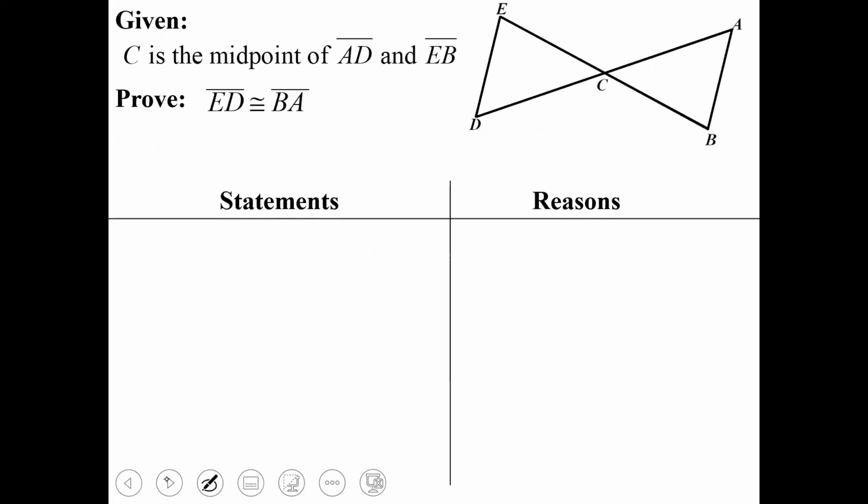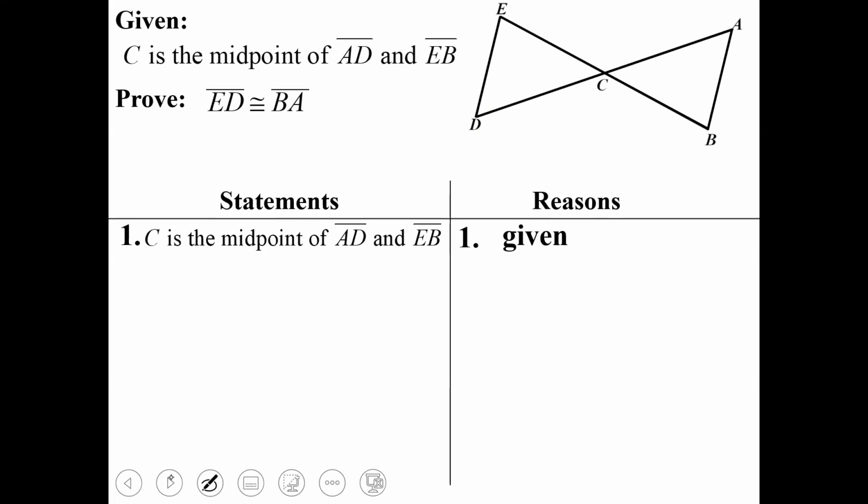Y'all look, this time we're trying to prove what? Good. Y'all, what do we have to do first in order to prove that side ED is congruent and corresponds to side DA? We have to prove that the two triangles are what first? We have to prove that the two triangles are congruent. Hey, tell me what your first statement is. Good. Your first statement is C is the midpoint of line segment AD and EB. What is your reason? It's given, okay?